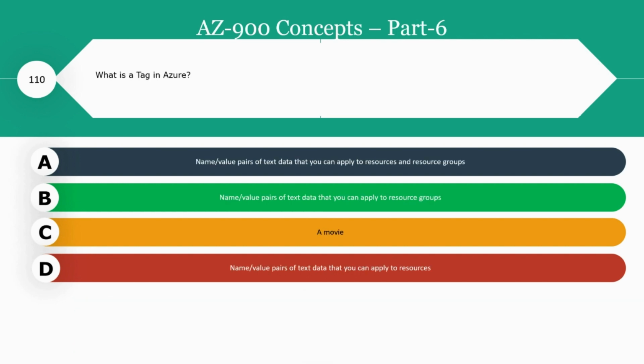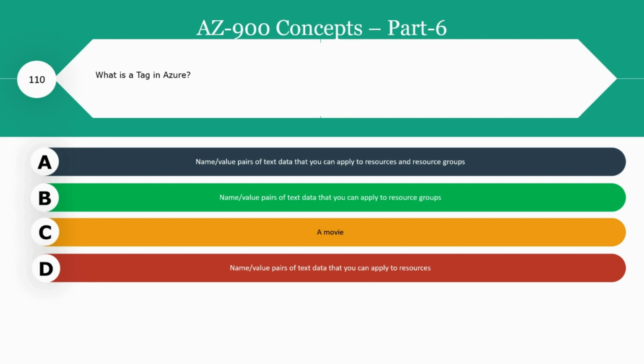Next question is, what is a tag in Azure? Option A, name value pair of text data that you can apply to resources and resource groups. Option B, name value pairs of text data that you can apply to resource groups. Option C, a movie. Option D, name value pair of text that you can apply to resources. Option C is not the correct answer, definitely. So between A, B, and D, we have to select one.